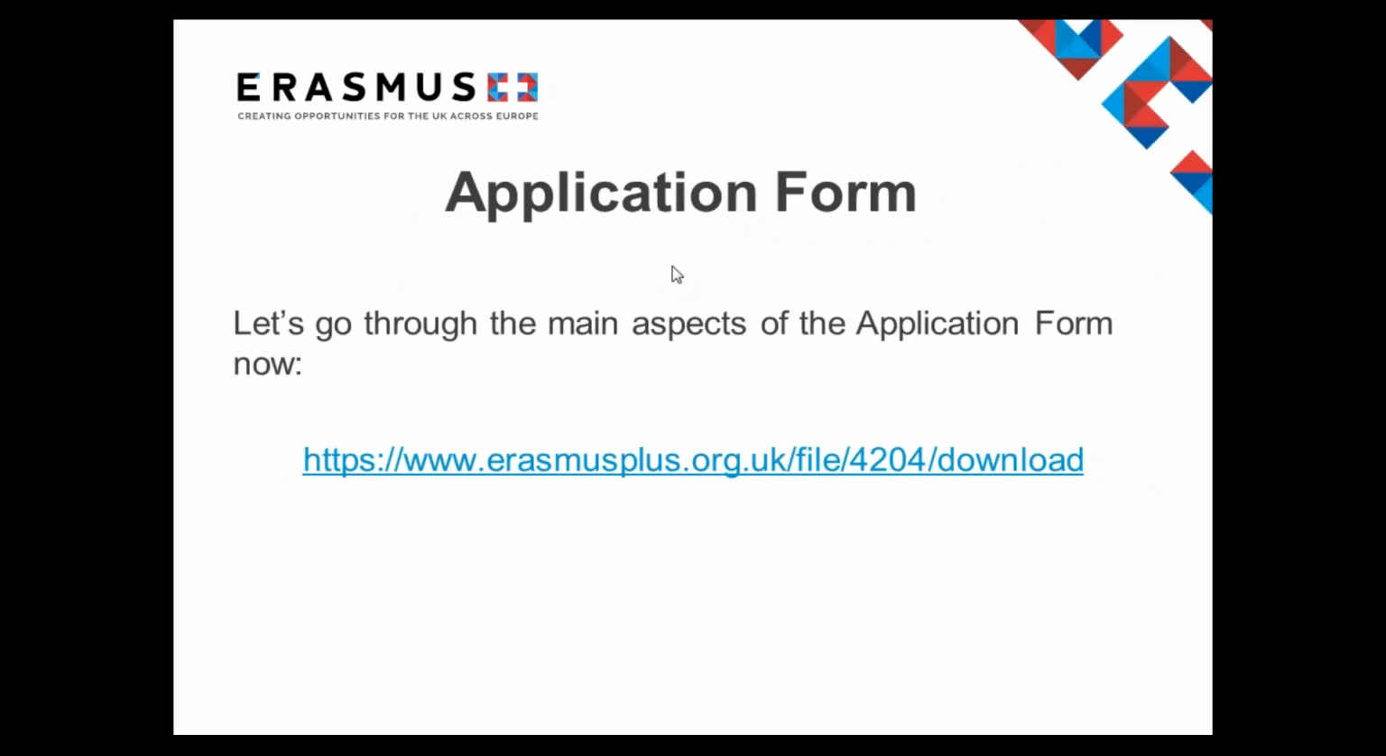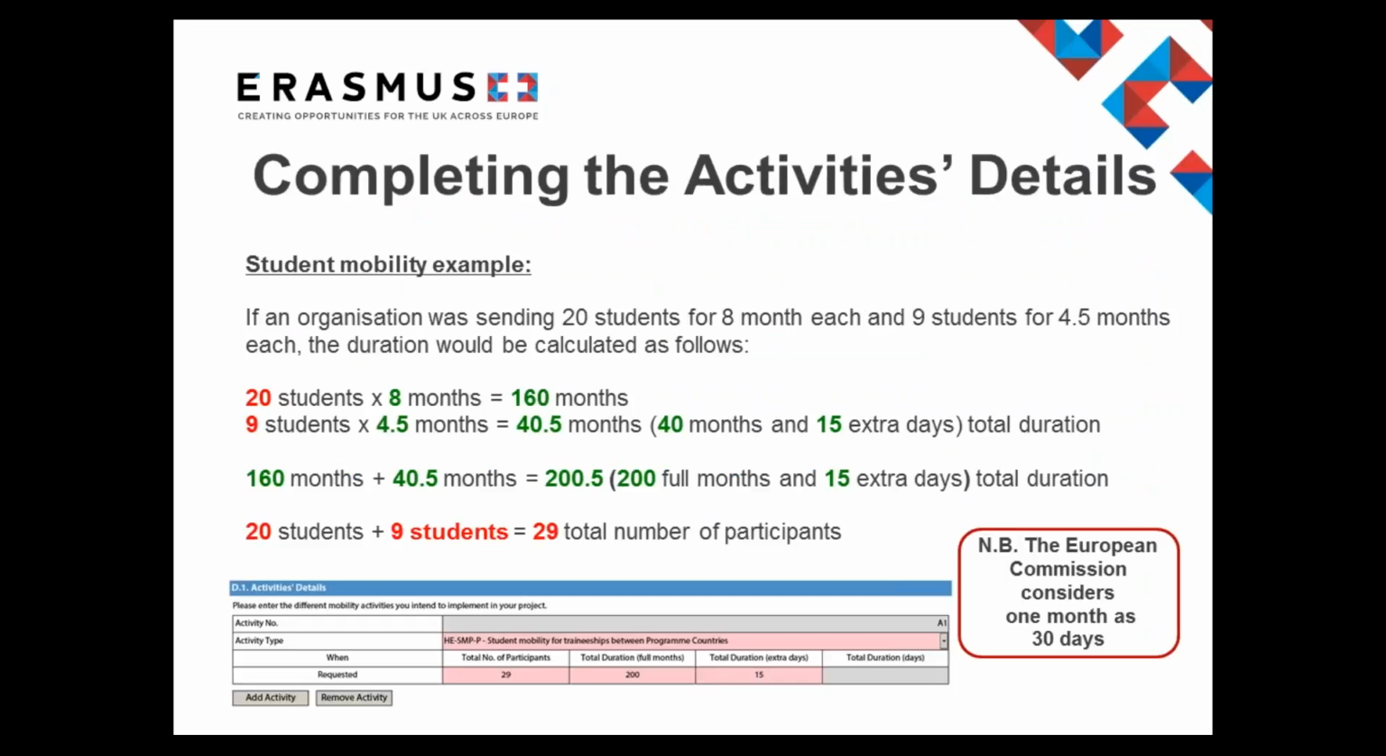So that was the application form for the call for 2017 for higher education mobilities for staff and students between programme countries. I just wanted to spend a little bit more time before the end of this recording to make clear to you how to complete the activities details for the application form. So on screen now you can see an example of the student mobility.